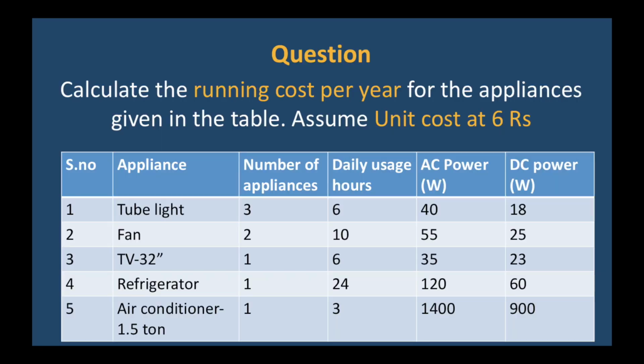Suppose you have a house which has all AC appliances, and suppose you have another house which has all DC appliances. Find out how much will be the difference in the energy consumption of the house with all AC appliances and the house with all DC appliances on a monthly basis. That will give us an idea, if you go for all DC, how much will be our bill, and if you go for all AC, how much will be our bill.